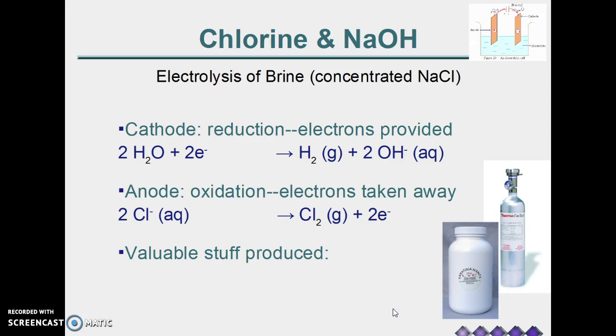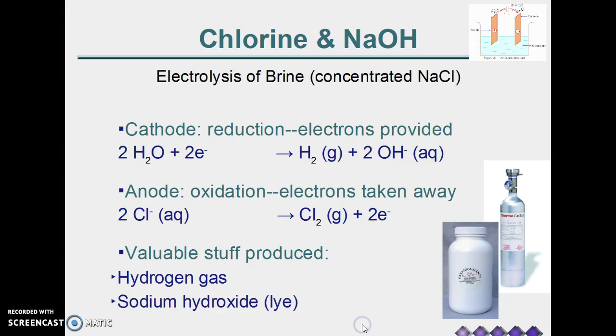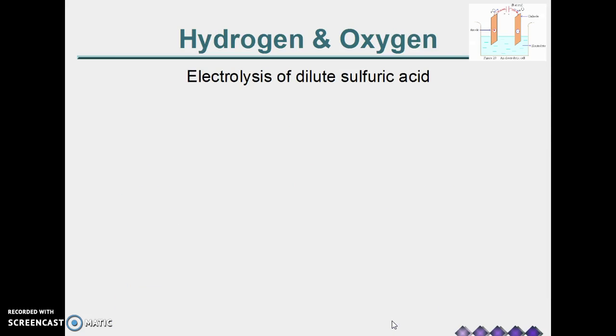So what valuable stuff are we producing? We're getting hydrogen gas. We're getting sodium hydroxide because we're electrolyzing sodium chloride, and we're getting hydroxide ions. And we're also producing chlorine gas. All three of these are valuable. This commercial process is frequently used to get all three of these products.